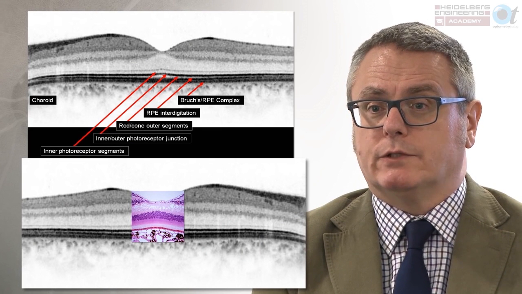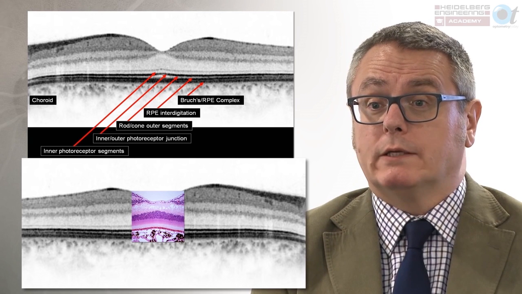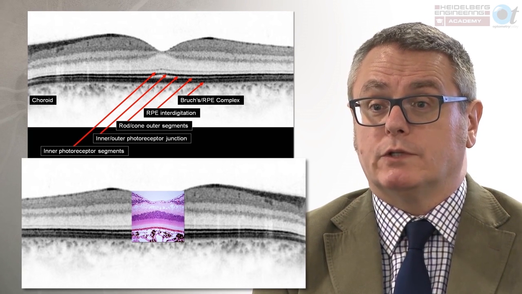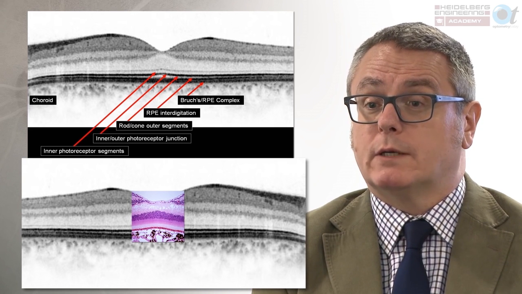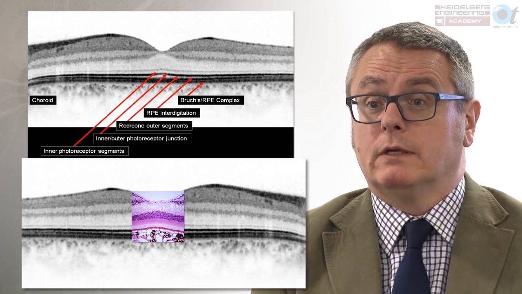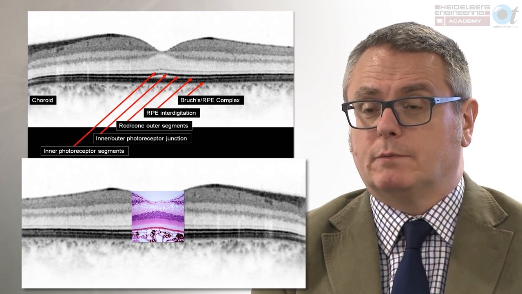the following classification. Going from retinal pigment epithelium Bruch's membrane complex to the RPE photoreceptor interdigitation, sometimes referred to as the cone outer segment tips or rod outer segment tips, then the outer segments of the photoreceptors, the inner outer segment junction, and finally the inner photoreceptor segments.